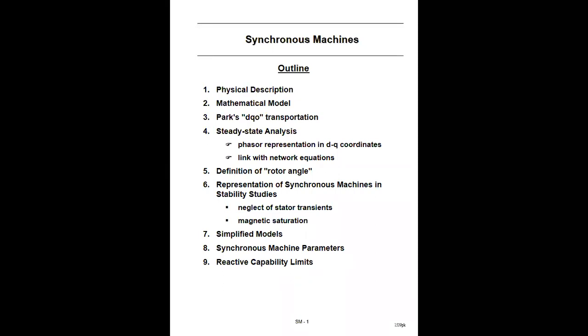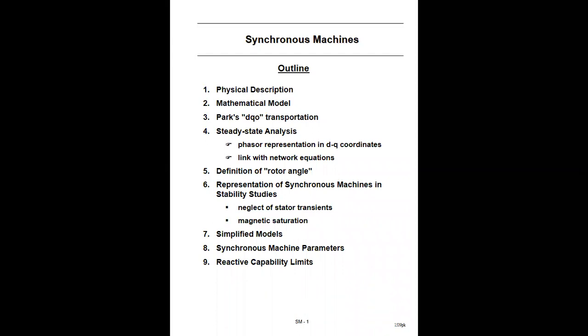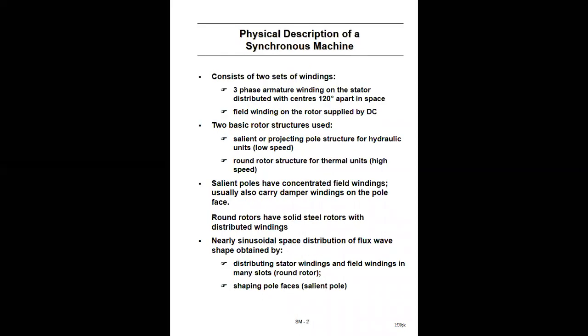This is the outline of the discussion. First, we will discuss the physical description of the synchronous machine. Then we will move towards the mathematical model. Then Park's DQO transformation. Then we will discuss steady state analysis, in which phasor representation in DQ coordinates and the link with the network equations. And further, we will discuss the remaining contents. Let's start with the physical description of the synchronous machine.